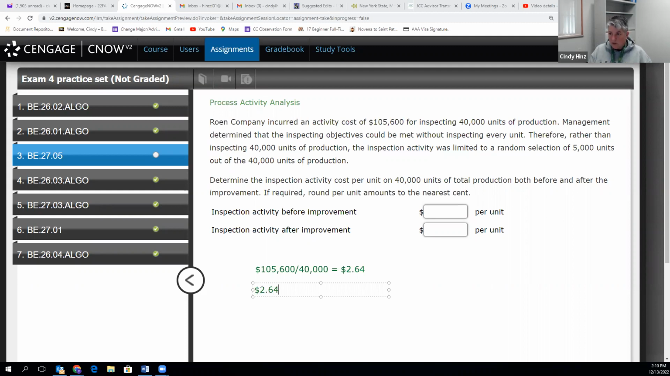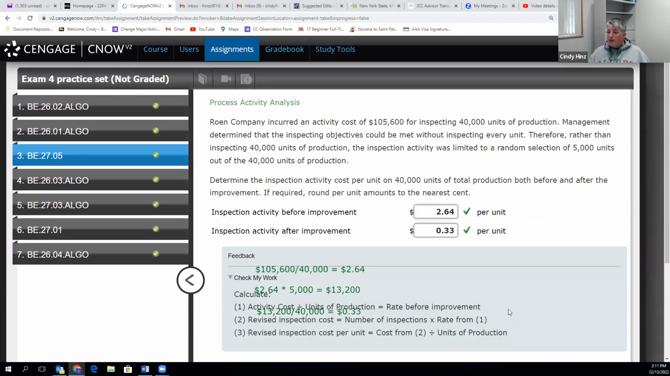So if these truly are strictly variable costs and we inspect only 5,000 units, our total cost then would be $13,200 for inspection. And even though we're not inspecting all units, we're going to spread those costs over all of the units as the total activity cost for inspection. That brings our cost for the inspection activity down from $2.64 per unit that we produce to only 33 cents per unit that we produce. It's still $2.64 for each unit we inspect, but we're going to spread that cost of the inspecting activity over all of the units.